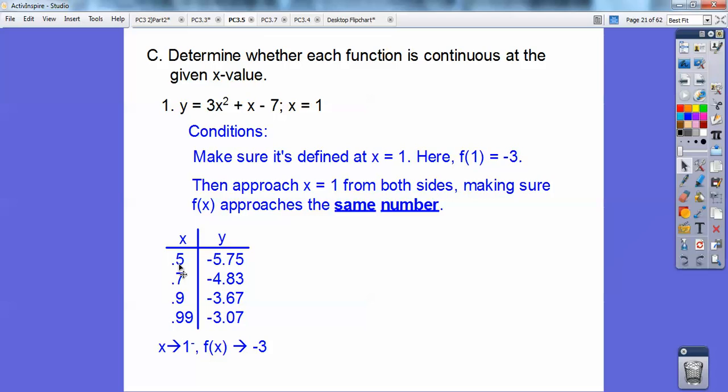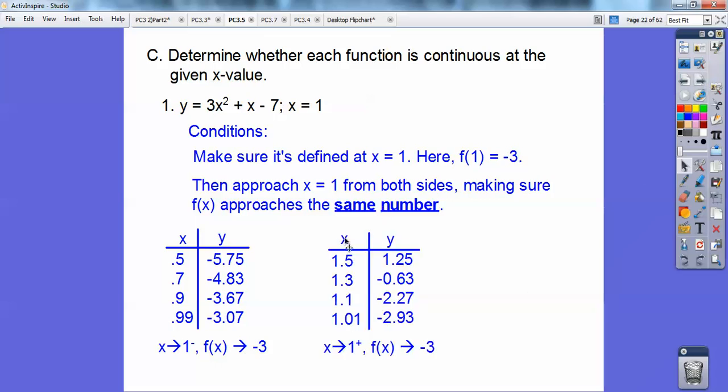So here's x equals 0.5, 0.7, 0.9. Think of a number line, and I'm approaching 1 from the left. So 0.999, and when I plug in these x values into 3x squared plus x minus 7, I get these. Now 0.5 is not very close, but I get negative 5.75. But as these numbers get closer to 1, these outputs are getting close to negative 3. In fact, if I did 0.999, I bet you this would be negative 3.0000 something. So as x approaches 1 from the left, f of x is approaching negative 3. Okay, let's approach 1 from the right.